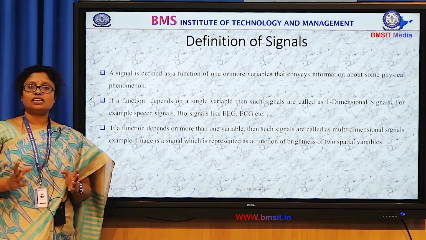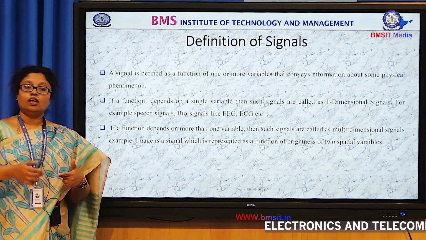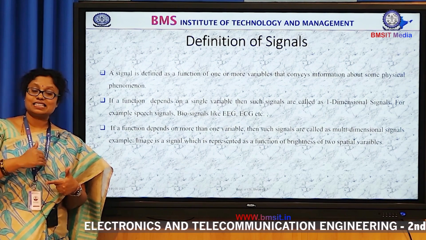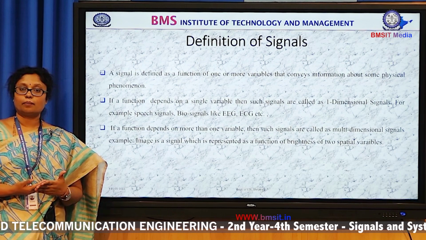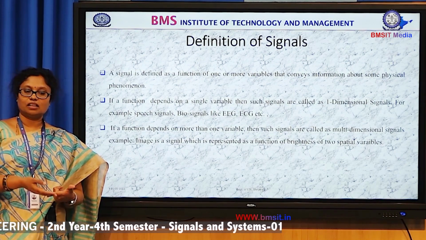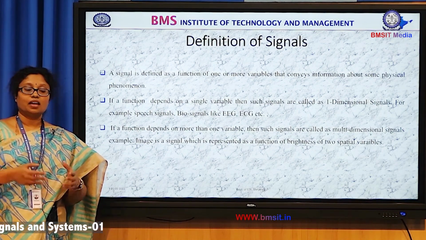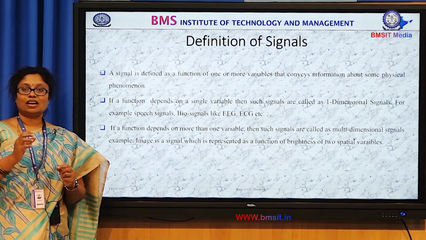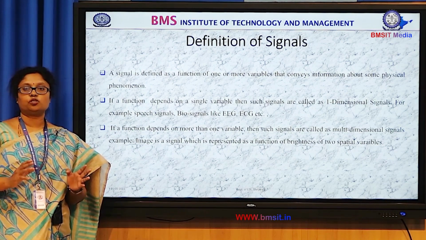So in general, we can say that a signal will convey some information. For example, if a patient is approaching a doctor for his illness, how will the doctor know about the health condition of the patient? By checking his temperature, he will know whether the patient has fever or not. So what does the temperature value tell him? It gives him the information about the condition of the patient. Like that, in general, we can say that a signal conveys some information to others.